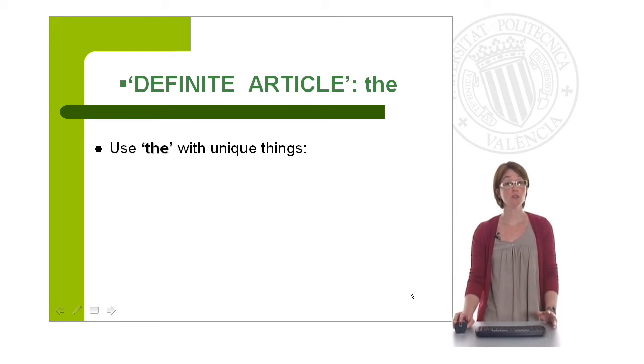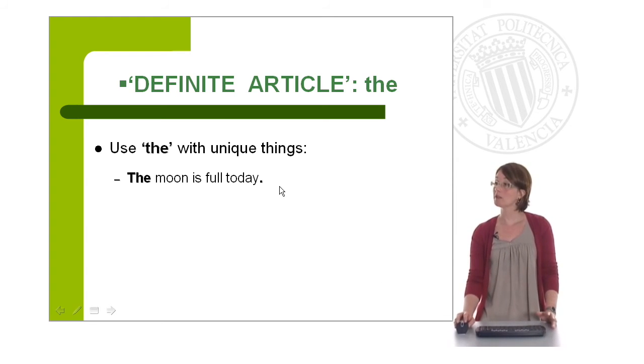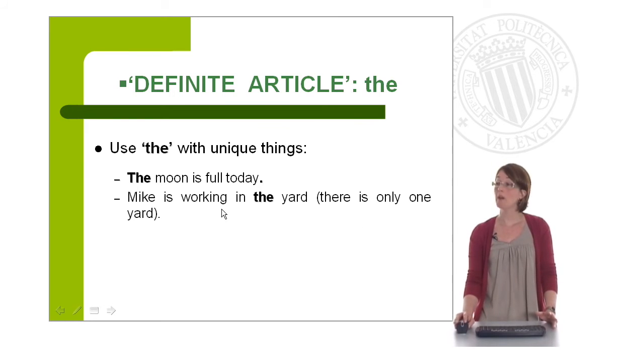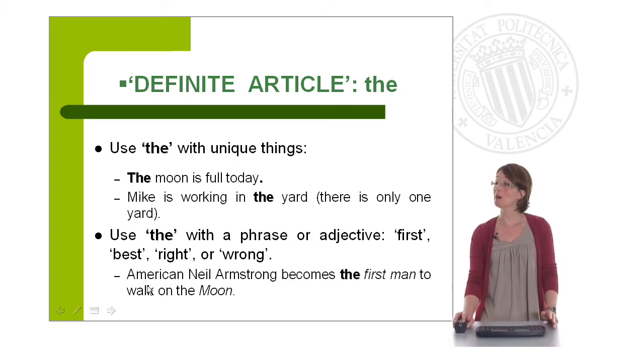Right. We also use the with unique things. For example, the moon is full today. There is only one moon. Or, Mike is working in the yard. In this case, there is only one yard, and both the speaker and the hearer know what I'm talking about. We also use the with a phrase or an adjective such as first, best, right or wrong. For example, American Neil Armstrong becomes the first man to walk on the moon.